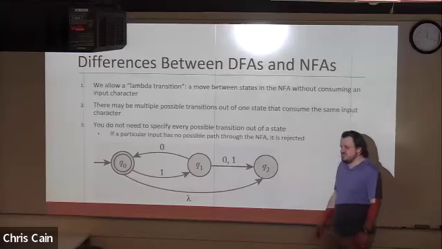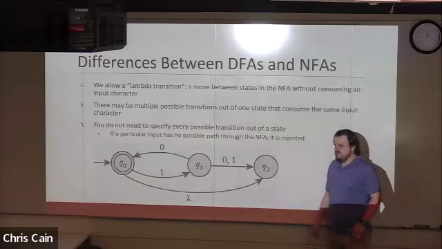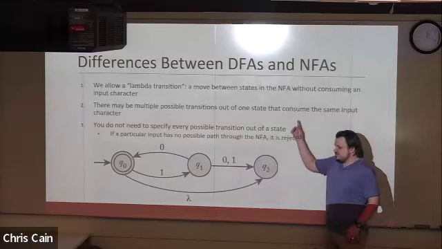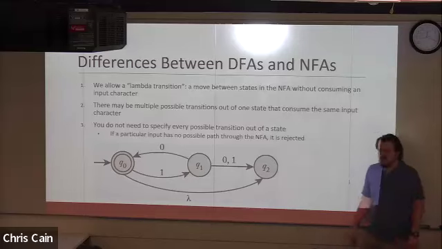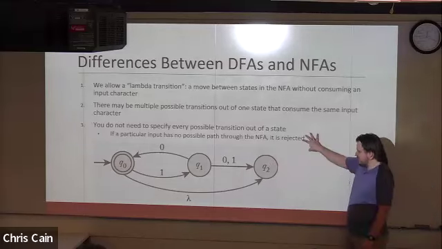And note that Q2 has no edges out of it whatsoever. Once you're in Q2, if there's another character to read in the input string, we just reject immediately, rather than having to draw a transition out of Q2 to some other trap state.